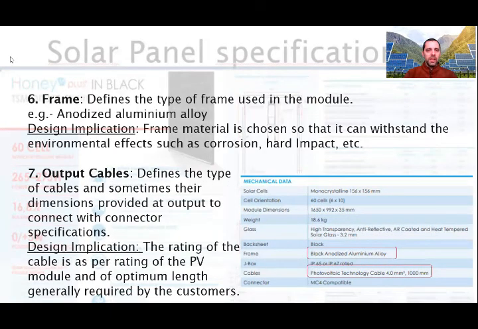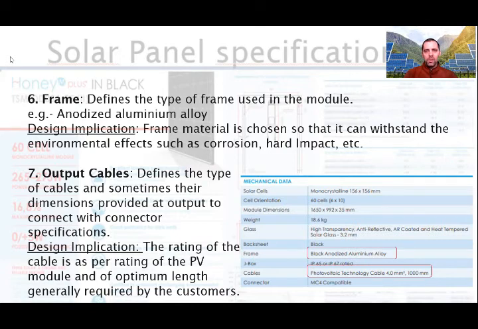The sixth mechanical parameter is the frame. It defines the type of the frame used in the module. For example, anodized aluminum alloy, as with this particular model. The frame material is chosen so that it can withstand environmental effects such as corrosion, hard impact, and so on.